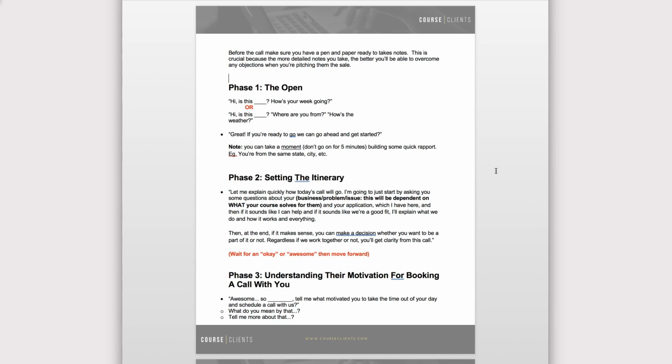And then at the end, if it makes sense, you can make a decision whether you want to be a part of it or not. Regardless if we work together or not, you'll get clarity from this call. Okay, it's important to put that in there.